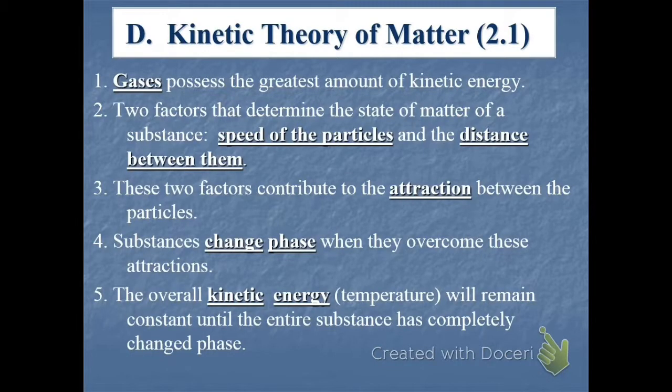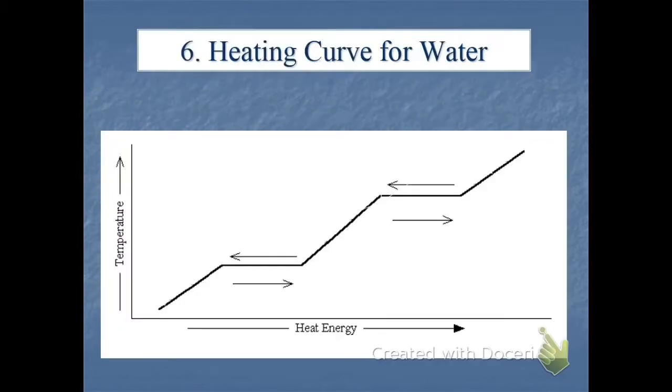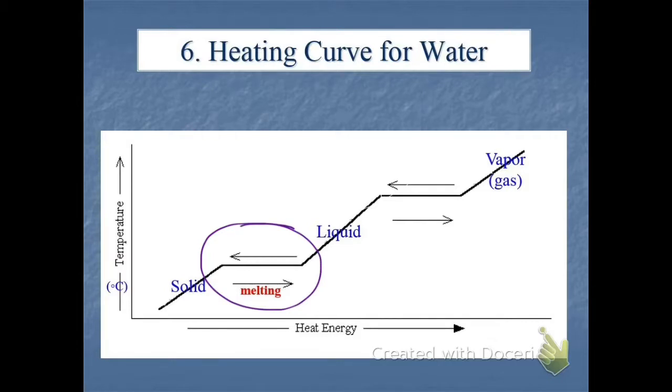The overall kinetic energy, which we measure as temperature, will remain constant during those phase changes, which I'll show you on this next graph. So here we have something like water going from a solid to a liquid to a gas. And during these phase changes, we're going to see something interesting happen. While a phase is being changed, for example, solid melting into a liquid, the temperature is going to remain constant, which is shown on this graph by this flat line. That's because the heat energy is being used to melt the substance, and so the temperature remains the same.